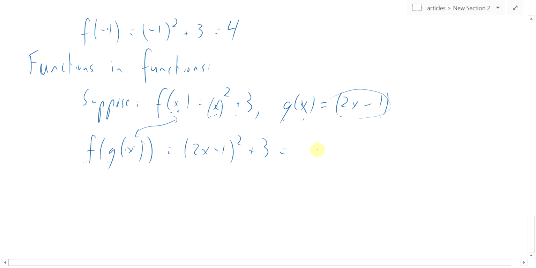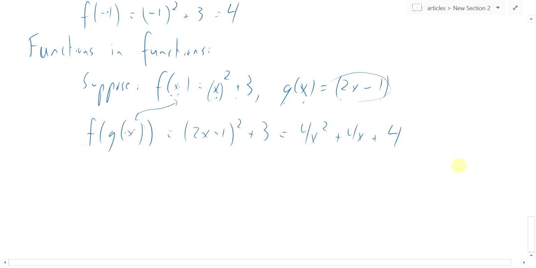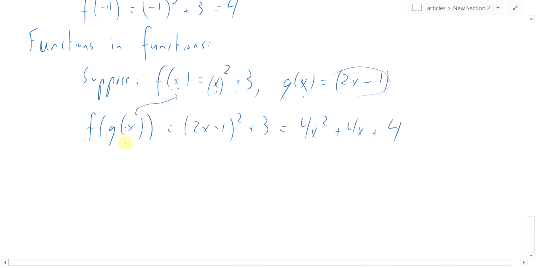And if you multiply that out, that becomes 4x squared minus 4x plus 7. Oh, no, sorry, plus 4. Because when you square minus 1, you get 1, and then plus 3, and that gives you 4. So 4x squared minus 4x plus 4. That's what happens when you plug g of x into f of x.